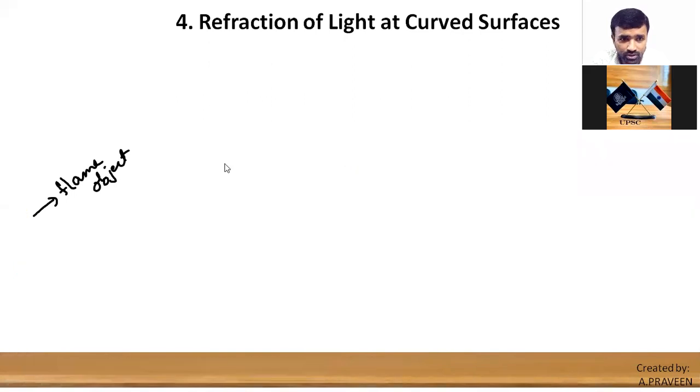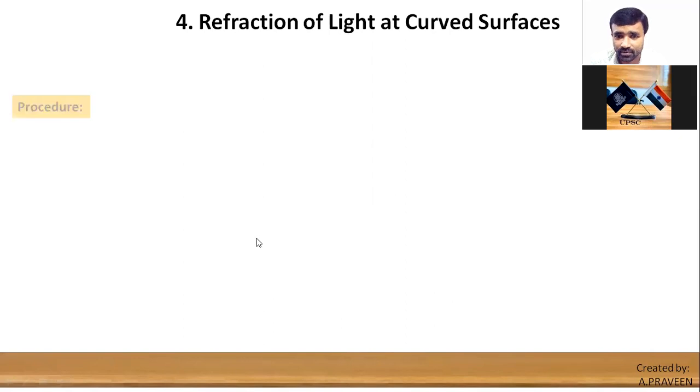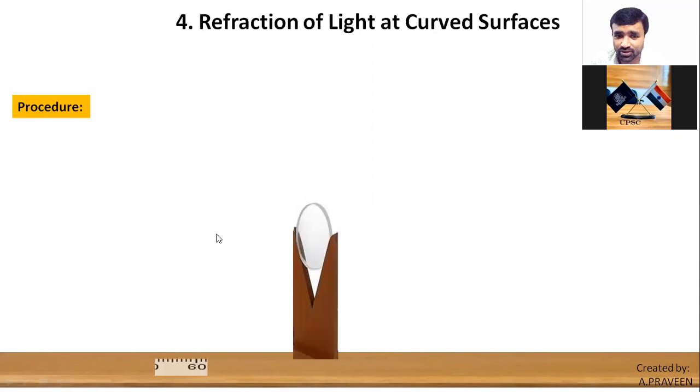Okay, we'll start the procedure. First of all, we are using a table at least 2 meters in length. Then we use a non-focal length double convex lens. So the lens I am placing on the table here. Right, the lens is placed.